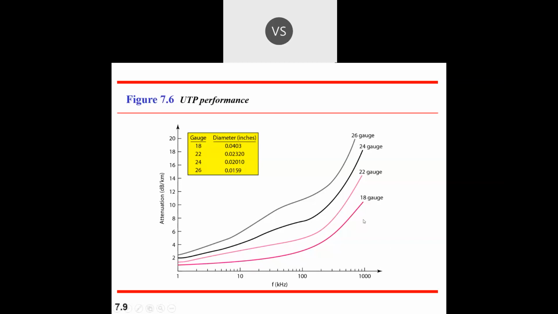So here there is a profile: for the thicker wire there is low attenuation as compared to the 26 gauge wire. As you increase the gauge and the wire becomes thinner, the attenuation profile also rises. So if we have a thick cable, the attenuation is a little low, but if you have a thin cable, attenuation is higher for higher frequency operation. So that's the UTP performance. The same type of performance we have with coaxial cable and optical fiber cable also.